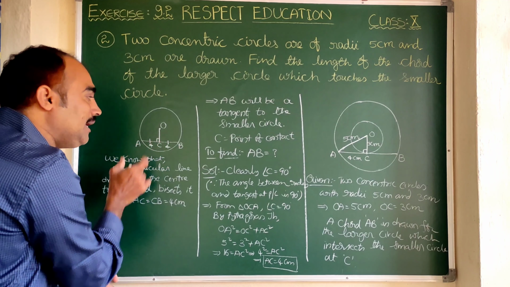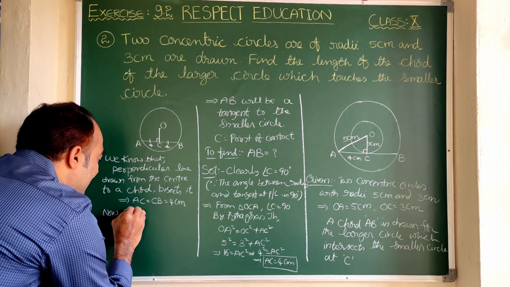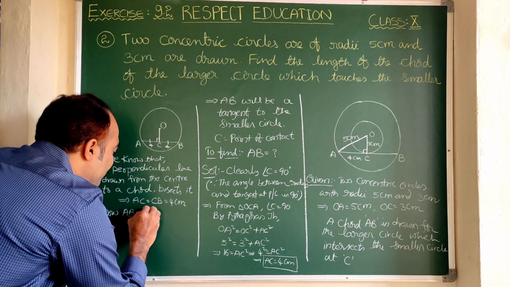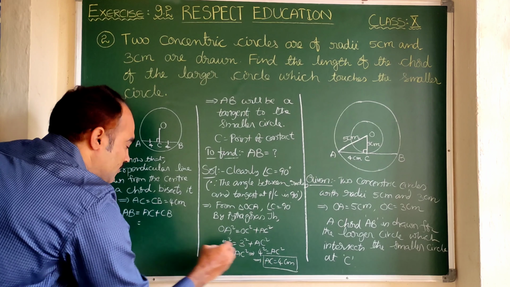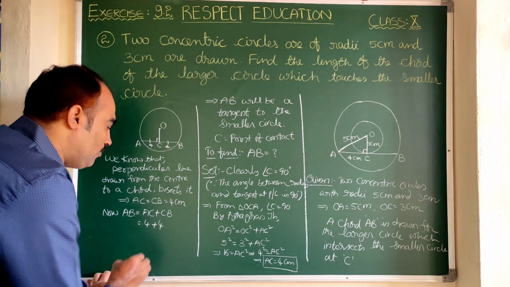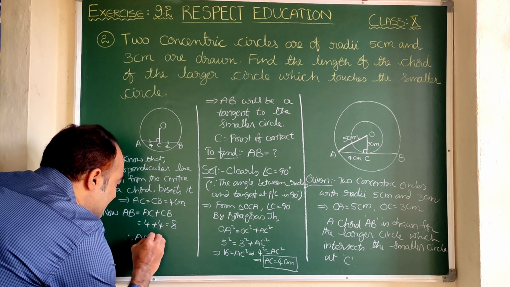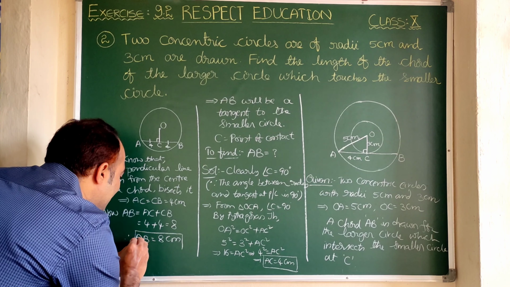Now what is AB? Let us write here. AB can be written as AC plus CB. Here you know AC as 4 centimeter plus CB as also 4 centimeter. 4 plus 4 is 8. Therefore AB, that is the length of the chord AB, we got as 8 centimeter.